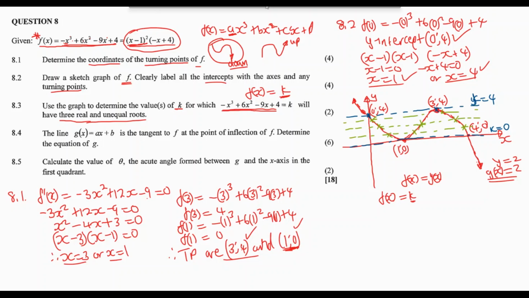0 and 4. So therefore, k should be greater than 0 but less than 4. Okay, or you can write it like this: k is an element of 0, we use the round bracket because it's not included, to 4, we use round bracket which is not included.